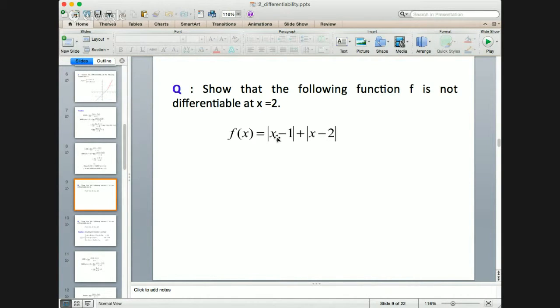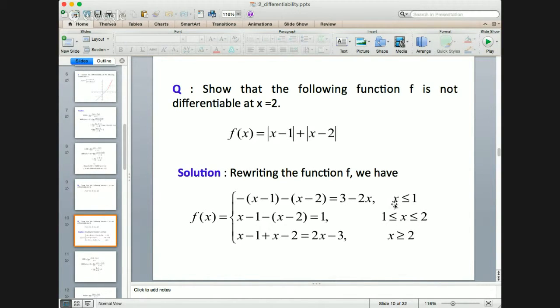as we have done in every problem on modulus, we first rewrite the function. When we look at the 2 points that make this function change its path and take a different definition, that would be at x equal to 1 and x equal to 2. So 1 and 2 are the two main points that you need to be careful with. So examine the behavior of the function for x less than or equal to 1, then between 1 and 2, and then x greater than or equal to 2. And when I say between, x is greater than or equal to 1 and less than or equal to 2.